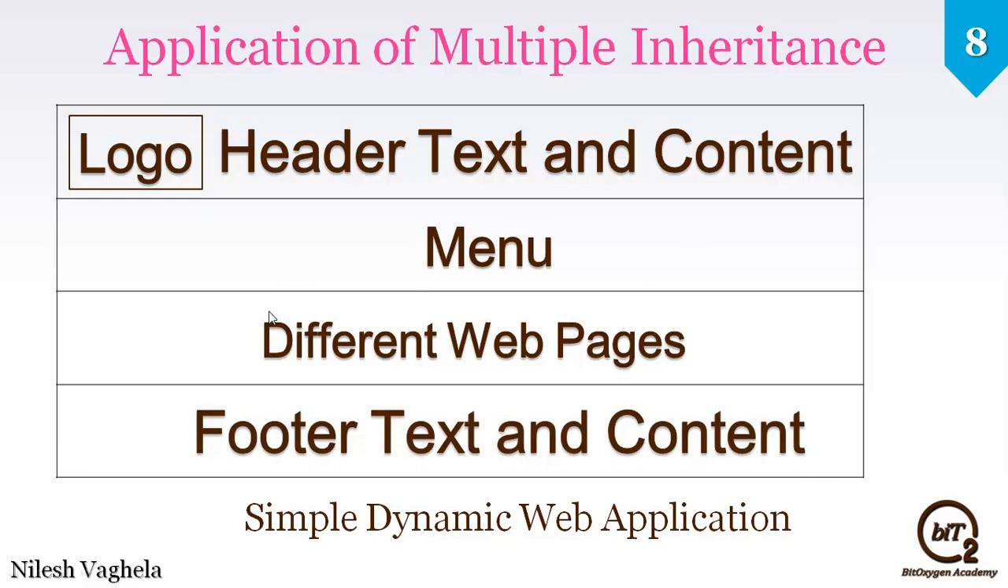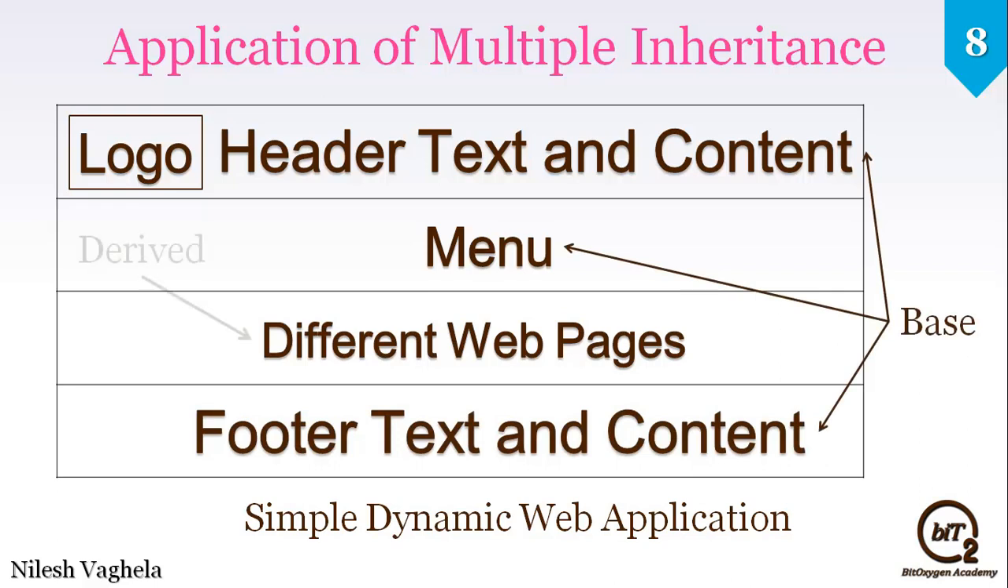So if I copy paste the code again and again, it will not be a correct approach. So what I will do is consider these three as my base classes and the web page as my derived class, and I will be using multiple inheritance. In this case, I will have one header class, one menu class and one footer class, and these three base classes will then be inherited into my web pages. This is one of the simplest examples. We can also find some alternate examples as well.